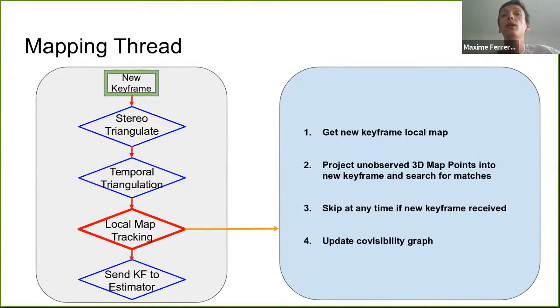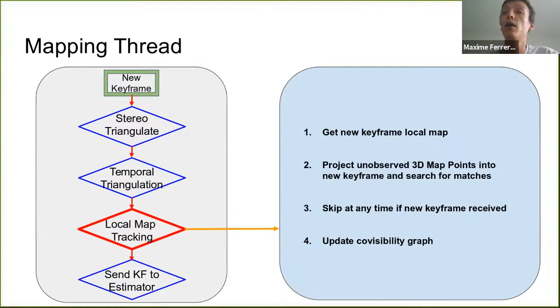And then following this, we apply a local map tracking strategy. It is done quite like in ORB-SLAM, but instead of doing it for every frame, we only do it for keyframes in a separate thread in order to ensure real-time processing. What we do here is get the new keyframe's local map, and then project every unobserved 3D map point in this local map into the current keyframe and search for matches using the previously computed descriptors. And this is made modular. What I mean by this is that we can skip this step if at any time a new keyframe is received. This allows us to really keep the runtime in line with the camera's frame rate.